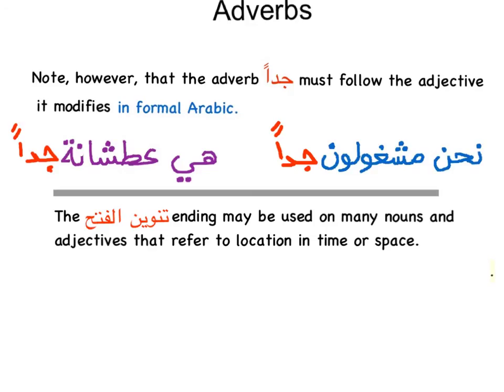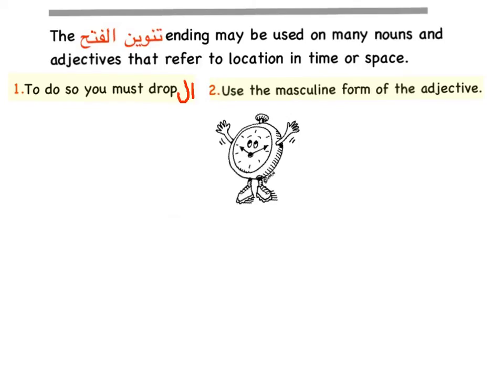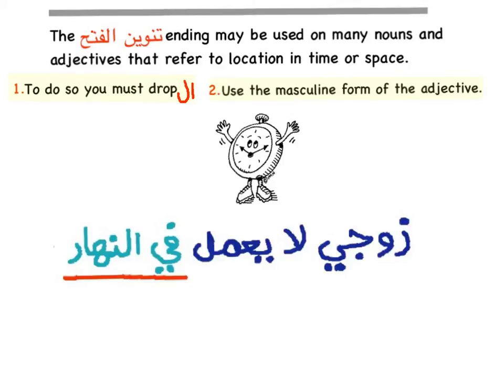The تنوين الفتحة ending may be used on many nouns and adjectives that refer to location and time or space. So to do so, you need two things. First, drop the alif lam from the word and use the masculine form of the adjective. Easy. Let's look at an example. زوجي لا يعمل في النهار. My husband doesn't work in the morning.